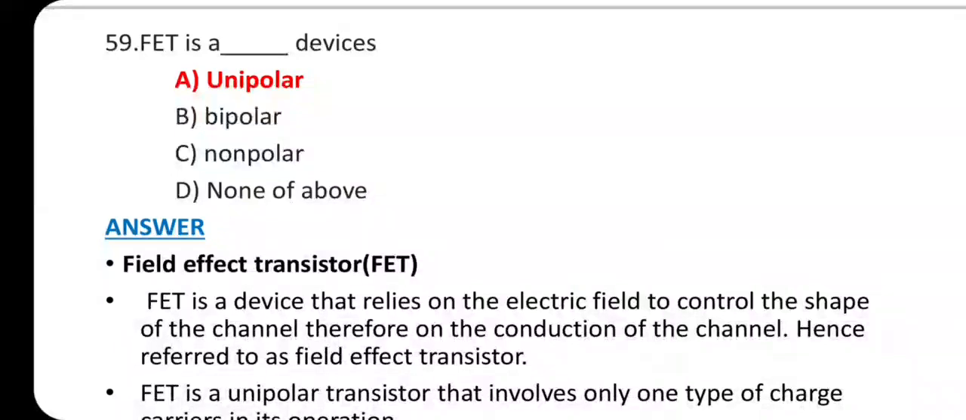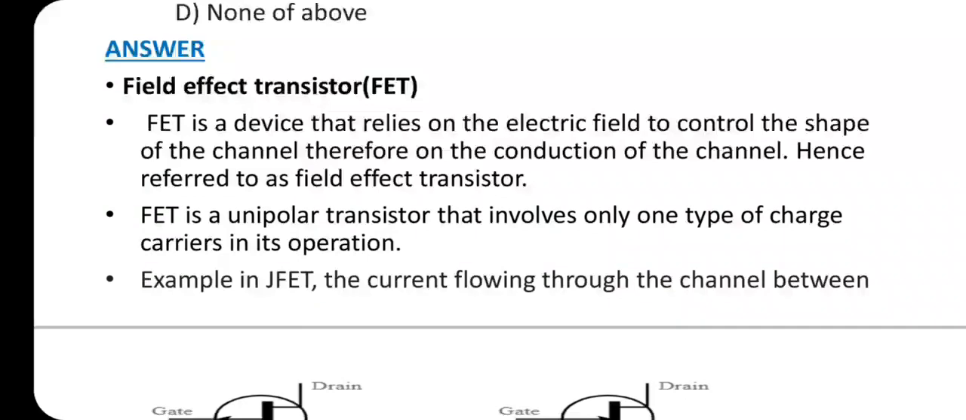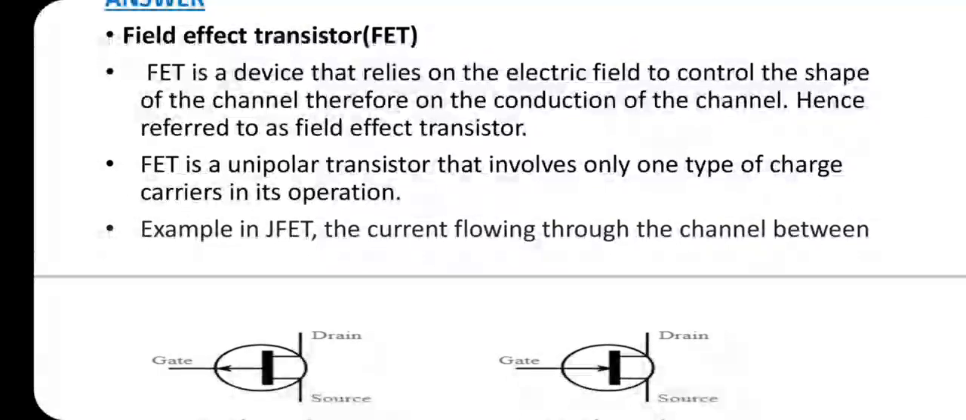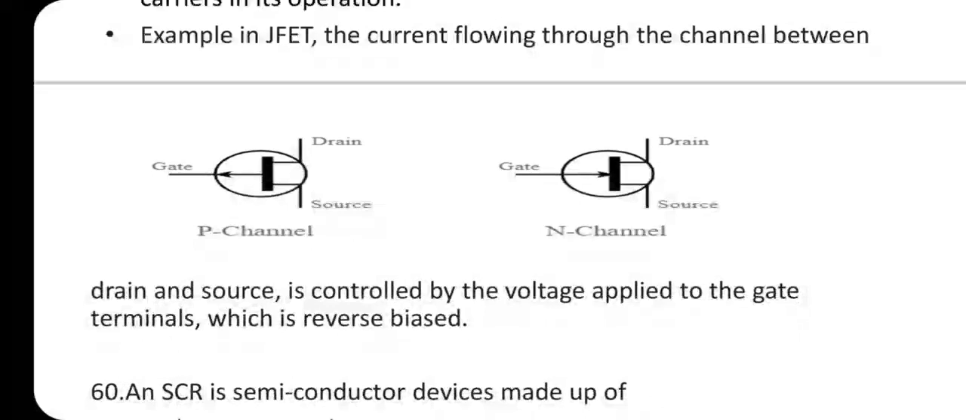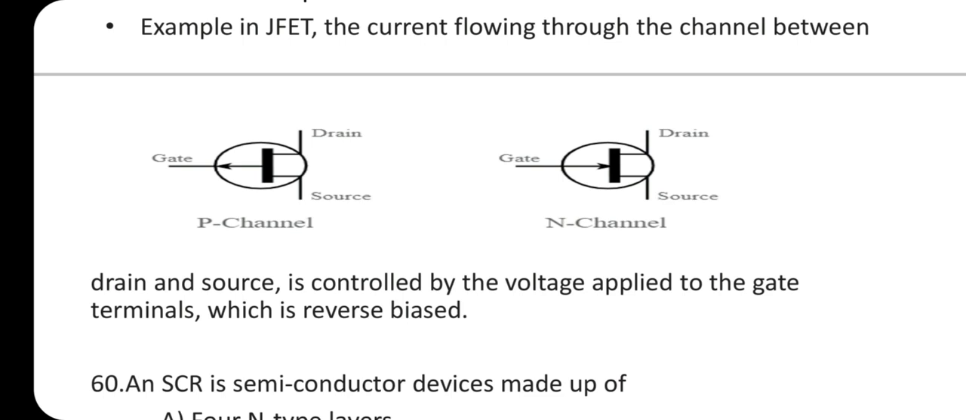Question number 59. FET is a dash device. Answer is unipolar. FET is a device that relies on the electric field to control the shape of the channel, therefore the conduction of the channel, hence referred to as a field effect transistor. FET is a unipolar transistor that involves only one type of charge carrier in its operation. Example, in JFET, the current flowing through the channel between drain and source is controlled by the voltage applied to the gate terminals, which is reverse biased. This is a P channel MOSFET and N channel MOSFET.